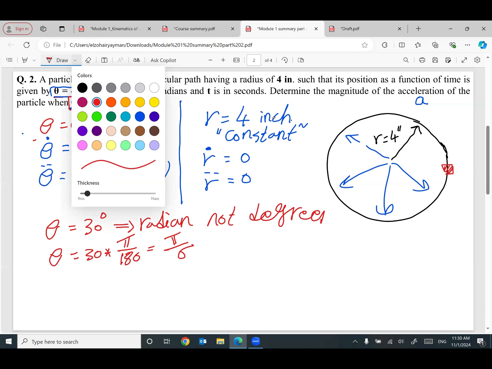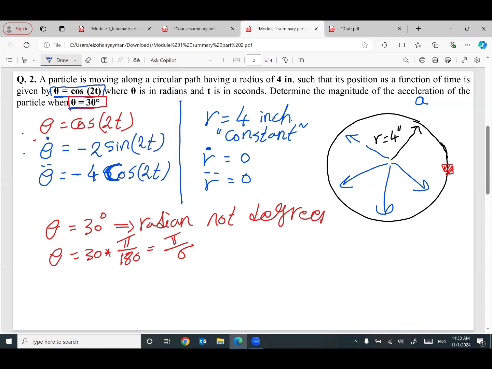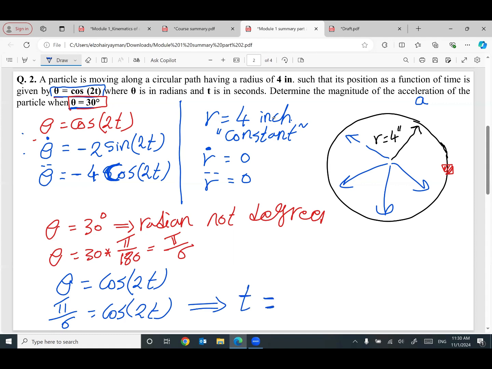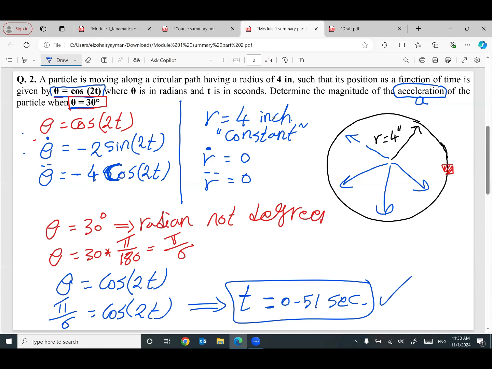So your theta will equal 30 times pi divided by 180, which means pi divided by 6. Go ahead and put theta, because we know theta equals cosine 2t. Go ahead and put theta equal pi divided by 6 equals cosine 2t. The only unknown in this expression is the time t. Your time t will equal 0.51 second. So the problem asked to figure out the acceleration when theta equals 30. I can say, what is the acceleration when the time became 0.51 second? That makes sense? Go ahead and use this t here to figure out the value of theta, which will be pi divided by 6.